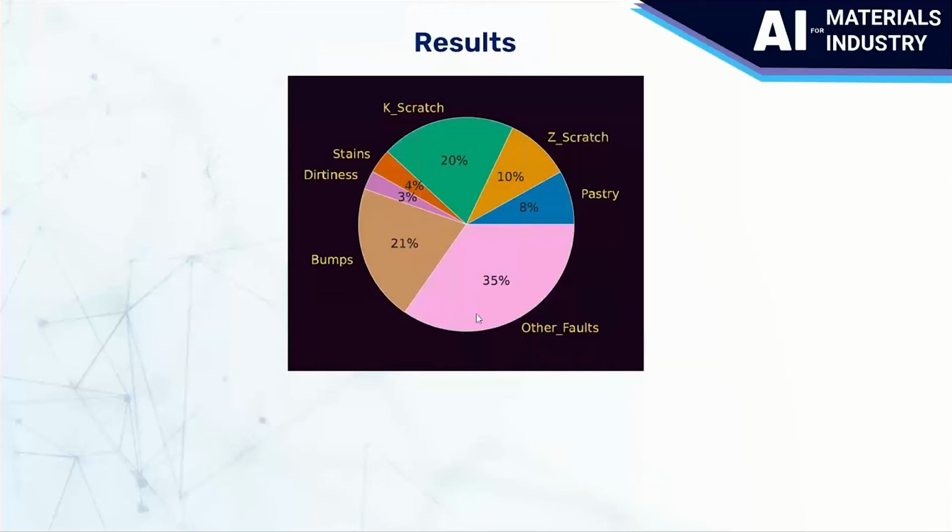Now let's look at some results. The data set that we used here has many different defects, some scratches, some bumps, this pastry defect, and then some collection of other faults. So that contains basically all the junk in the data set. So it might be a bit more difficult to interpret. And what's important here is that we also have 2 minority classes. So these are quite small.